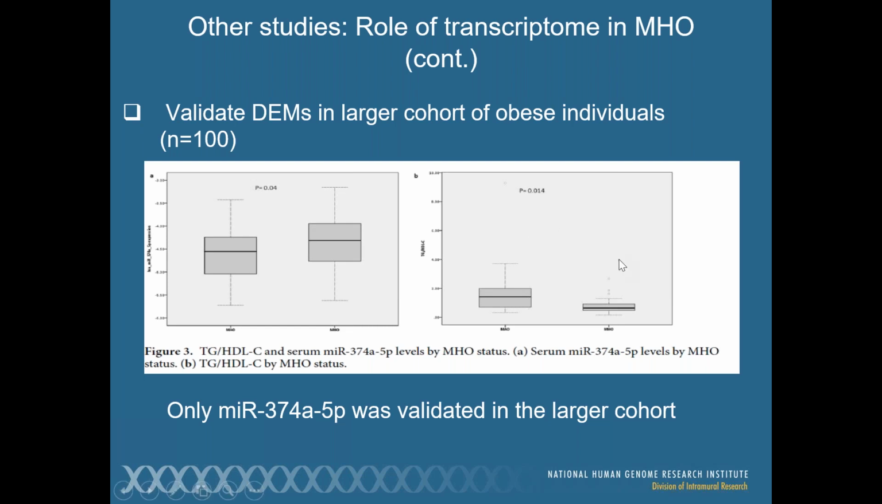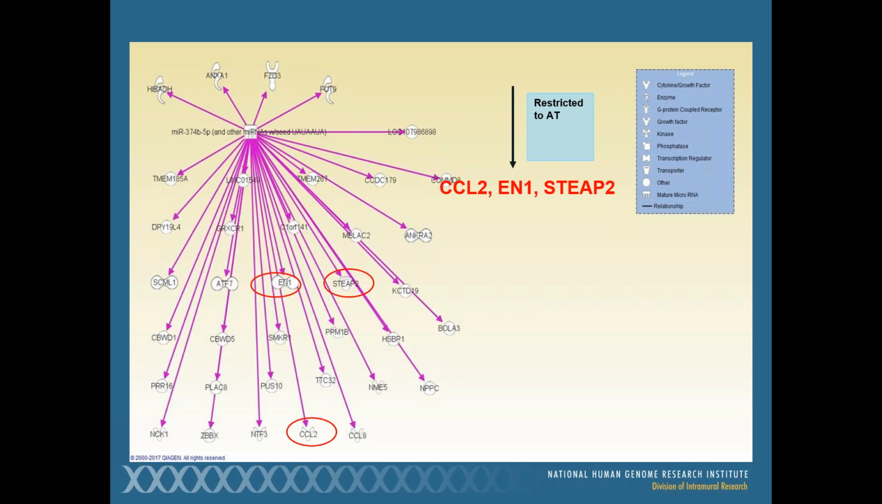So it seems like metabolically healthy individuals have low TG over HDL, while they have an overexpression of microRNA 374. So the next thing is to see the targets of this microRNA, which can be done in IPA Ingenuity. What we found is that this particular microRNA is able to target the regulation of 37 messenger RNAs. But because we know that the microRNAs released in obesity are released from adipose tissue, we restricted the analysis to just adipose tissue. And when we do that, we go from 37 messenger RNAs to just 3.